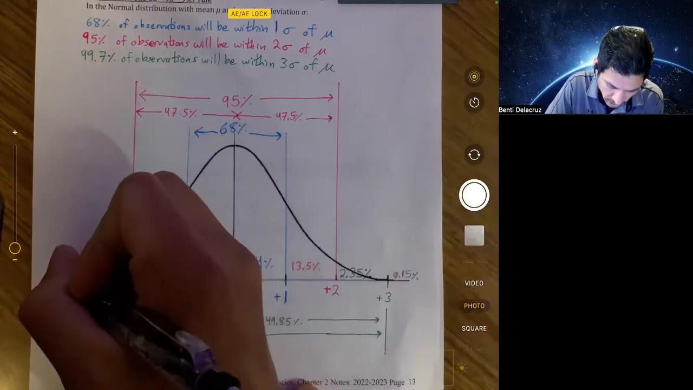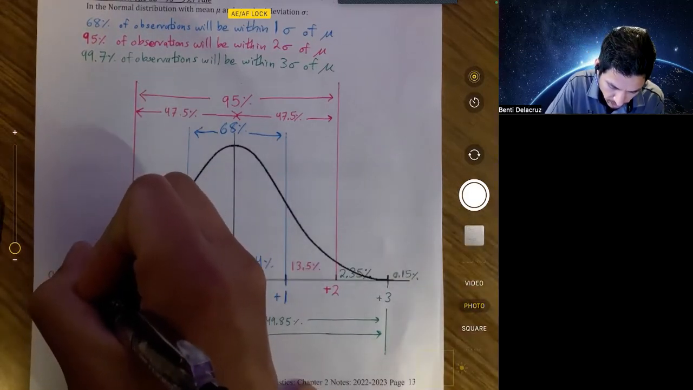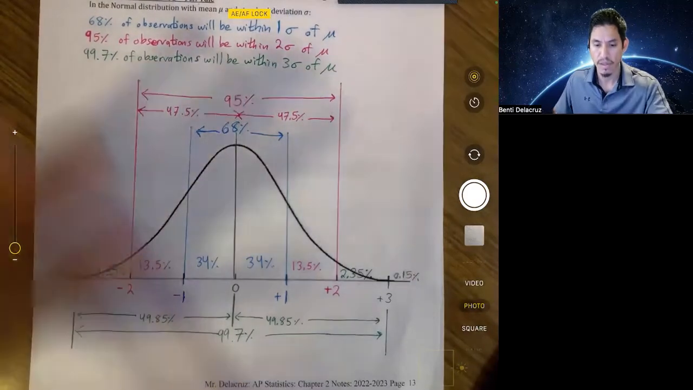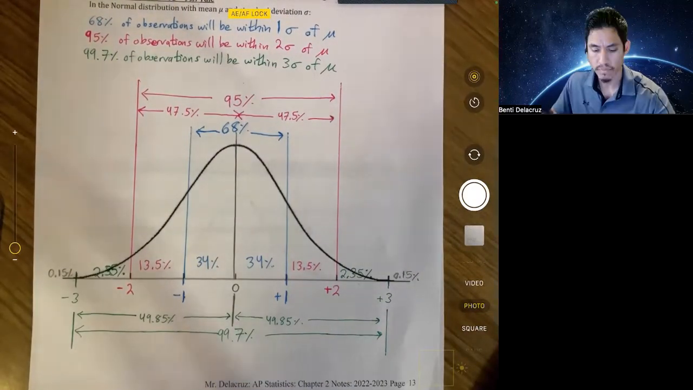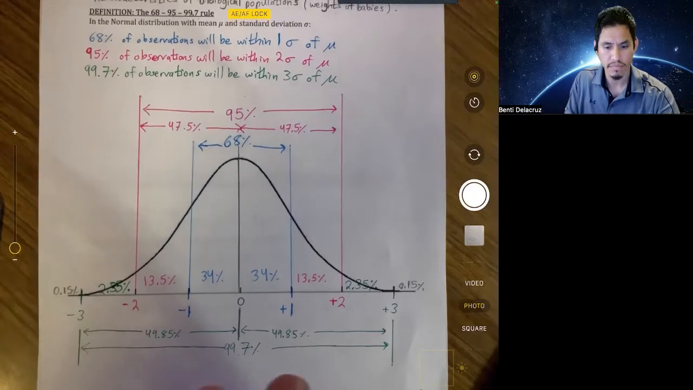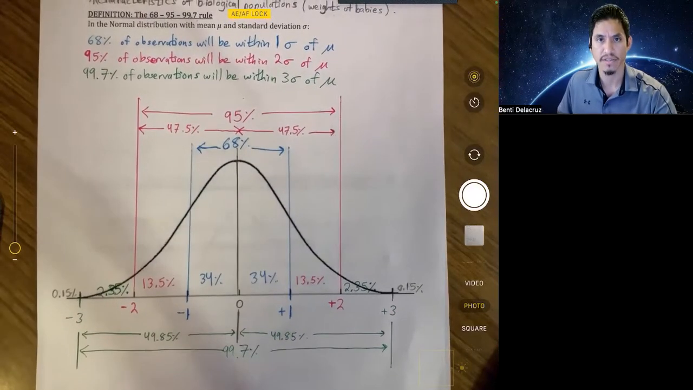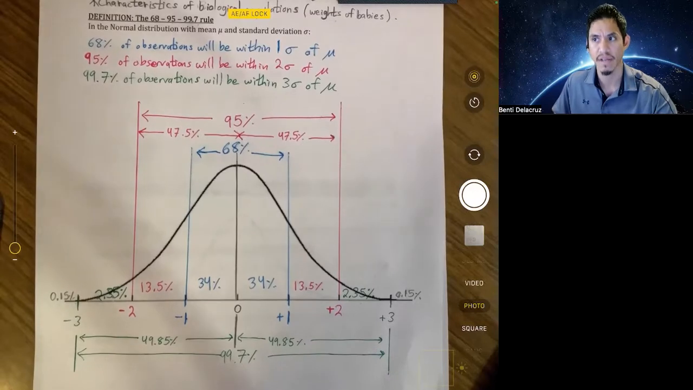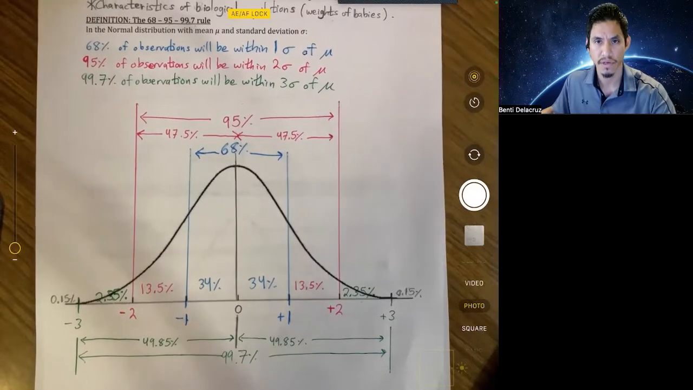So 0.15% here and 0.15% there. Okay, so let's do a practice problem, because again, that always makes this stuff make a lot more sense. So let me switch over here.